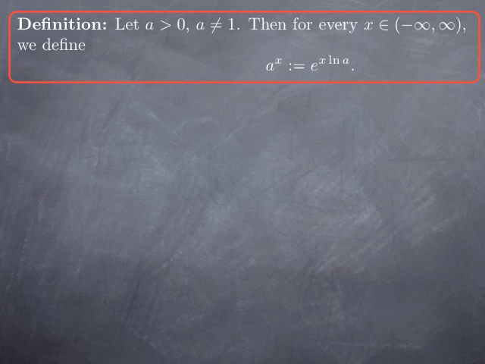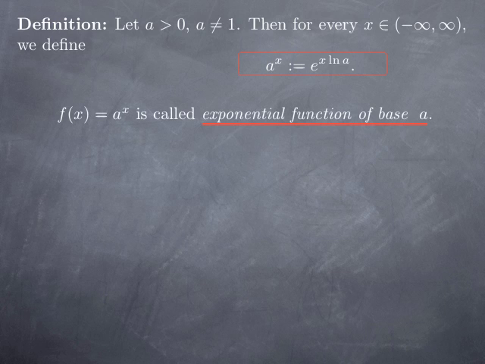Of course, you can see that this should be what you expect, because this x ln of a, you can bring in the exponent and get e to the ln of a to the x, in other words, a to the x. So the defining formula here is a to the x means e to the x ln of a. And the function that to each x in the real line associates a to the x for a fixed a that is not 1, and that is positive, this is called the exponential function of base a. Of course, the natural exponential is the case where a is the Euler number e.